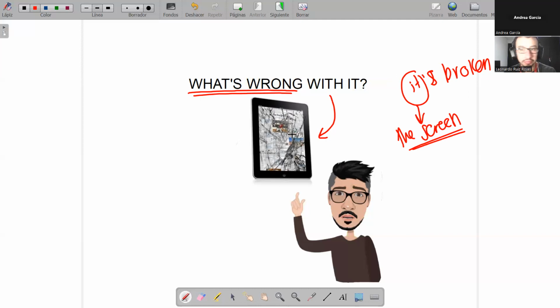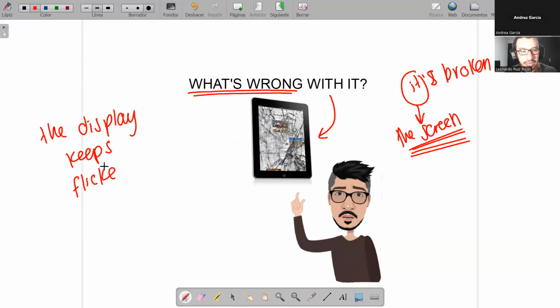Sí, así no se puede utilizar, entonces ese es el problema. Of course, it's impossible to use. That's the problem. And one problem is that since the screen is broken, the display, like it's under the screen, the display keeps flickering. One question, do you know what is the meaning of flickering?